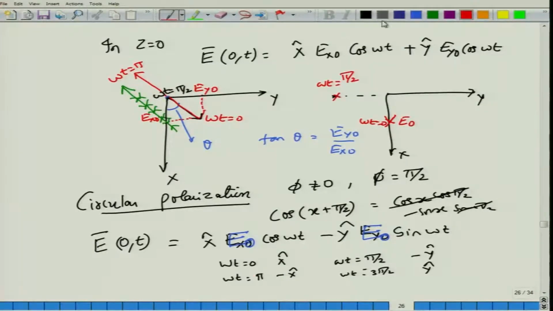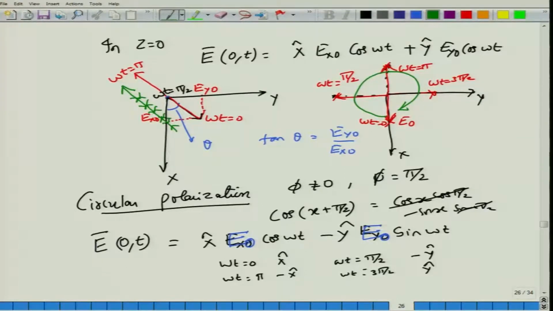At omega t equal to pi, you will have the electric field directed along minus x, which will happen along this way. So this is where I have the wave at omega t equal to pi. Finally, at omega t equal to 3 pi by 2, we have the wave along the y axis. So it is as though the wave starts at E0 along the x axis, and it continues and makes a circular motion in this way. It is making a clockwise motion in this particular way.